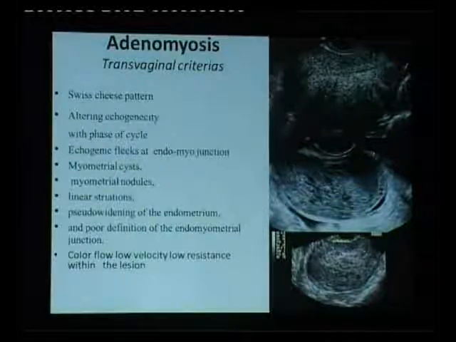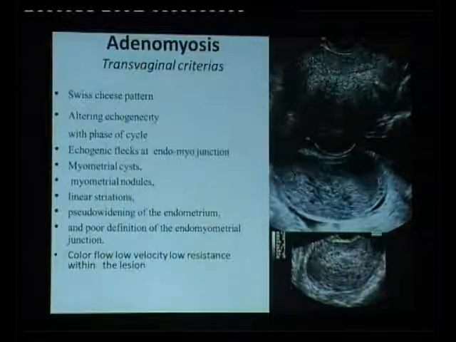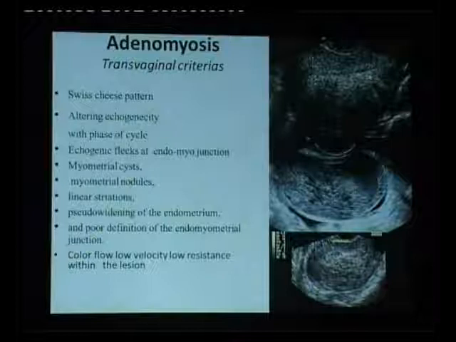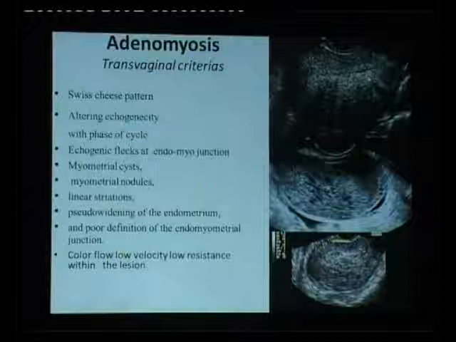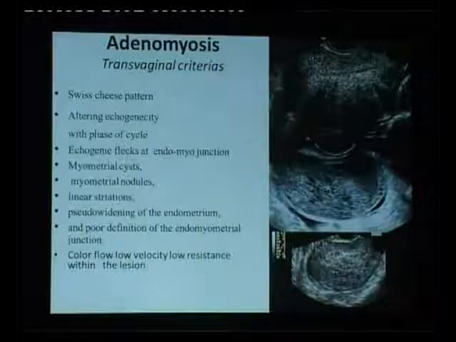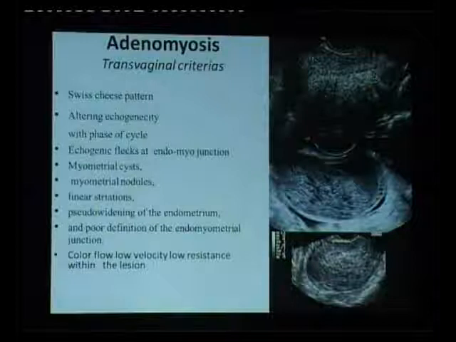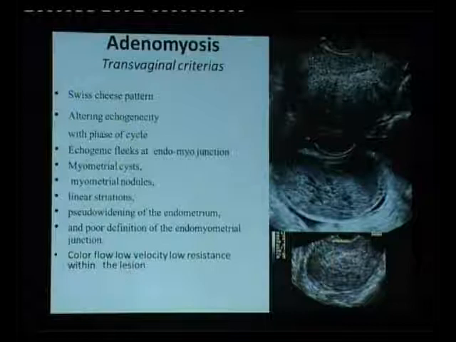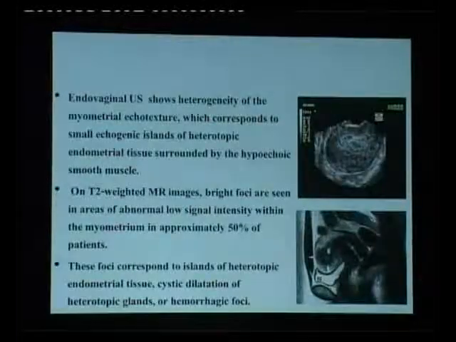But the most important thing that we need to really study is the endomyometrial junction, which is very, very important. And this endomyometrial junction is actually disturbed, apart from the appearance of the myometrial cysts or the pseudo-widening of the endometrium, and also poor definition of the endometrial myometrial junction. We will see this a little later also. And the color flow will show you low velocity and low resistance within the lesion.